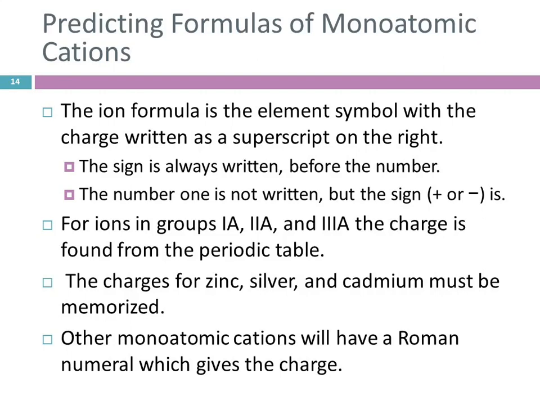So we just learned about naming these ions. If we're given the name, though, we need to be able to write the formula. When we write ion formulas, we write the element symbol with the charge as a superscript on the right. And we always write the sign, which is different than in math. In math, if you have an exponent that's positive, you don't put a plus, right?